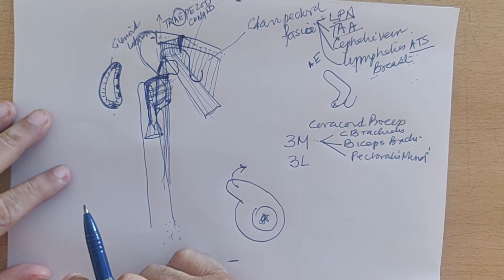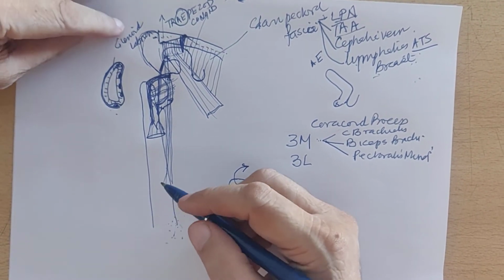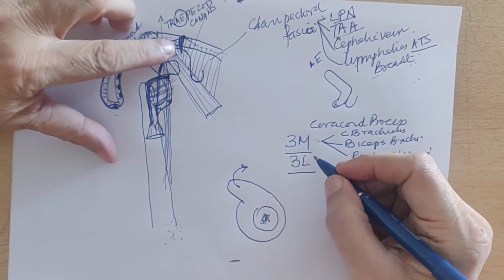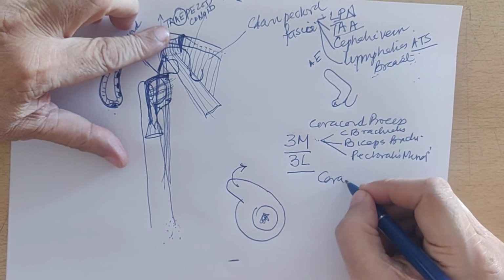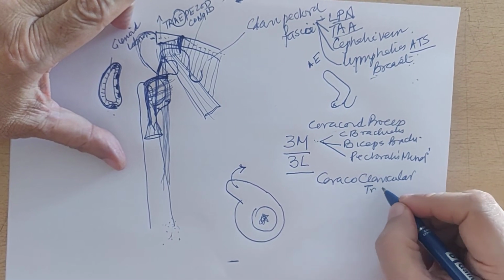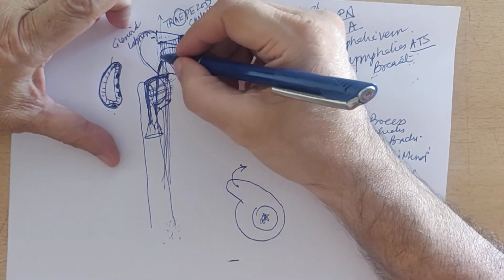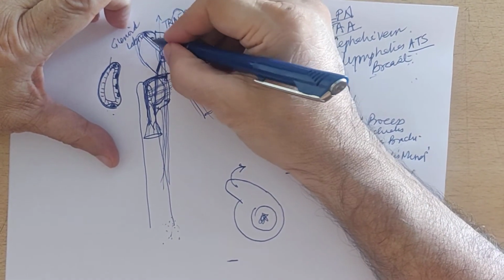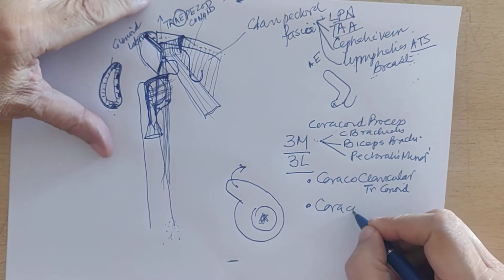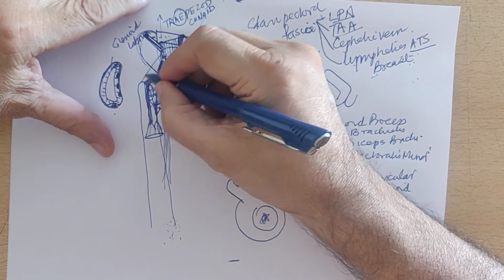So after understanding this much anatomy of the coracoid process, you have to understand that there are 3 ligaments also. I have named the coracoclavicular ligament, which has got the trapezoid and the conoid part. Then there is the coracoacromial ligament, coracoid to acromion. And finally the coracohumeral ligament.